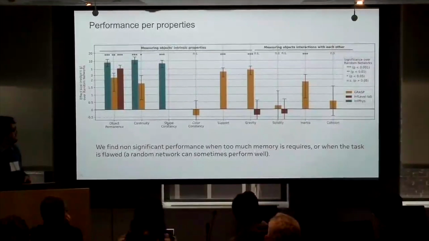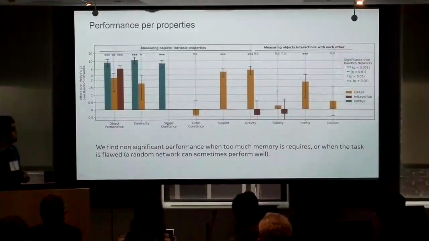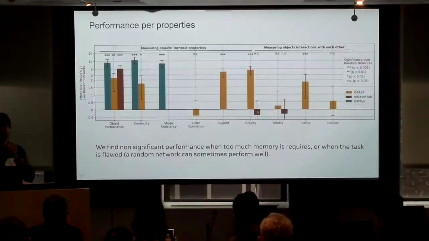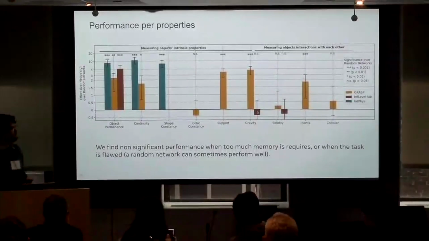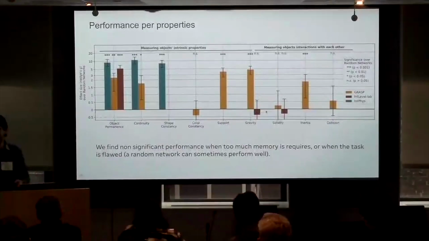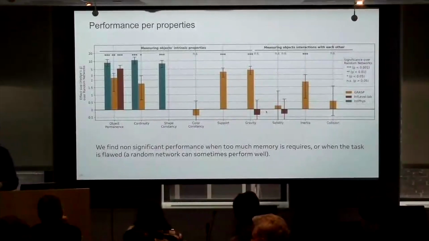But on tasks that require more memory, and usually these are tasks related to InFlavor, so gravity is a task where you have a hole in the cup, the model is not able to solve that for now, and we believe it's because it doesn't have enough memory.